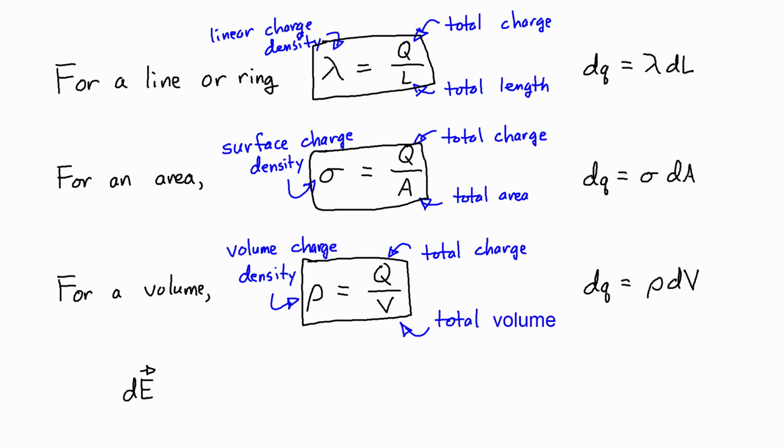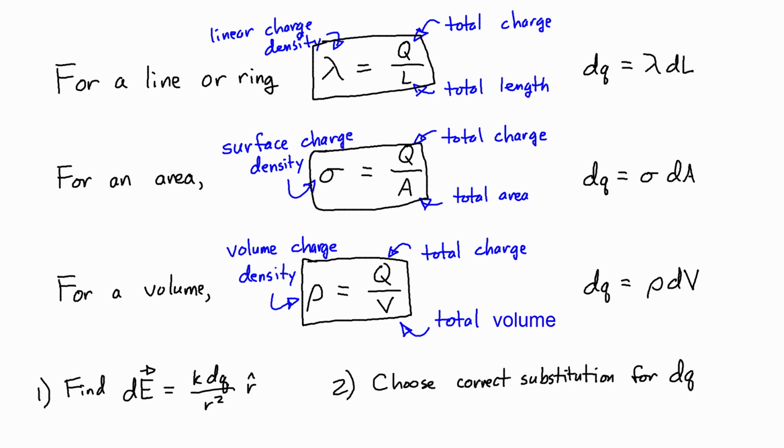The strategy is to set up the problem so that you're finding the small piece of electric field dE, which is equal to k dq over r squared times r hat, and then choose the correct substitution for dq according to whether you have a line, a ring, an area, or a volume. And after that, it's just a matter of evaluating the integral over the length, area, or volume, depending on what you have. For more examples of this, check out the videos below this one.